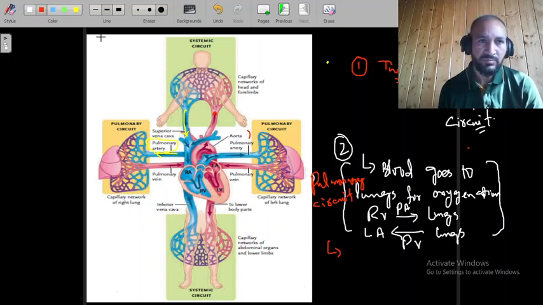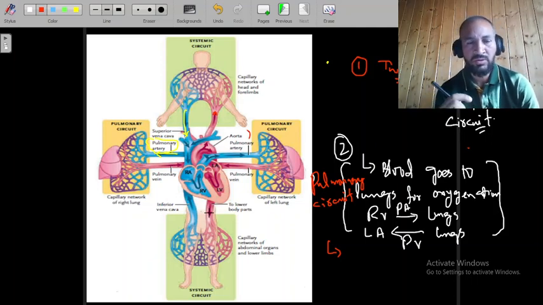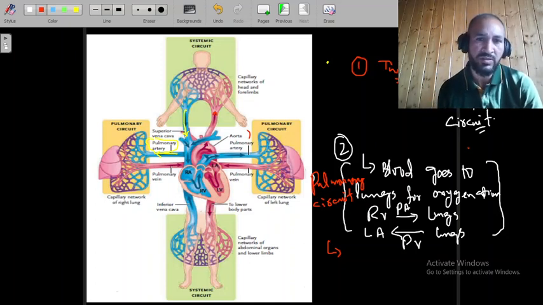Next, so blood going to your lungs for oxygenation and coming back to the heart, going from your heart to the lungs for oxygenation and coming back to the heart after oxygenation. This is pulmonary circulation or pulmonary circuit.